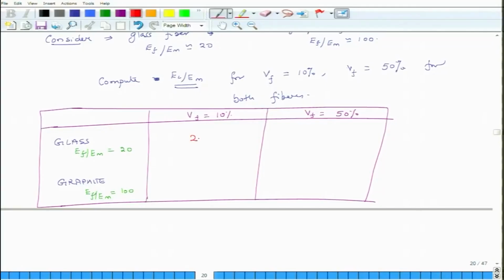So, here, what are these values? These values are for EL over EM equals 2.9, EL over EM equals 10.5, EL over EM equals 10.9, EL over EM equals 50.5. Okay. So, that is there.